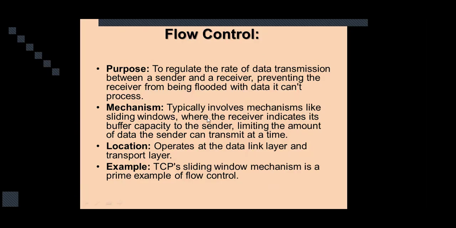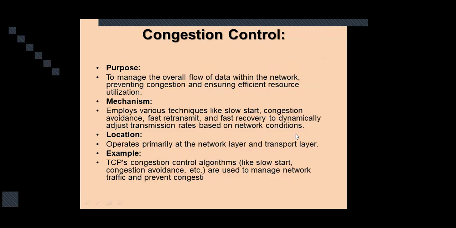The mechanism typically involves sliding windows, where the receiver indicates its buffer capacity, that is, the amount of data it can accept. Location: it operates at the data link layer and transport layer. The TCP sliding window mechanism is a prime example of flow control. Then congestion control: purpose, mechanism, location, and example. Just read these slides thoroughly and you will understand the function of each and every key point.